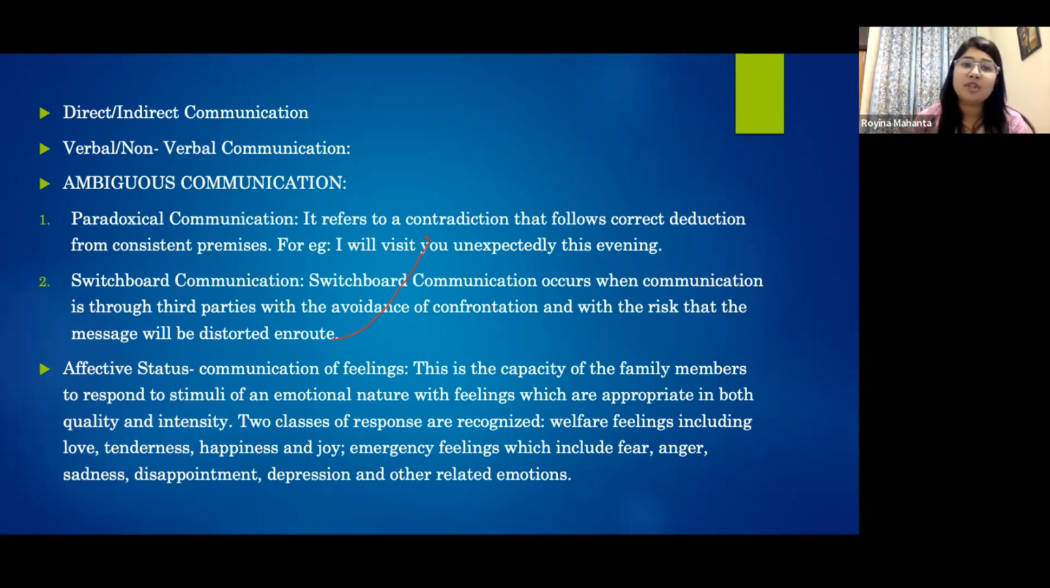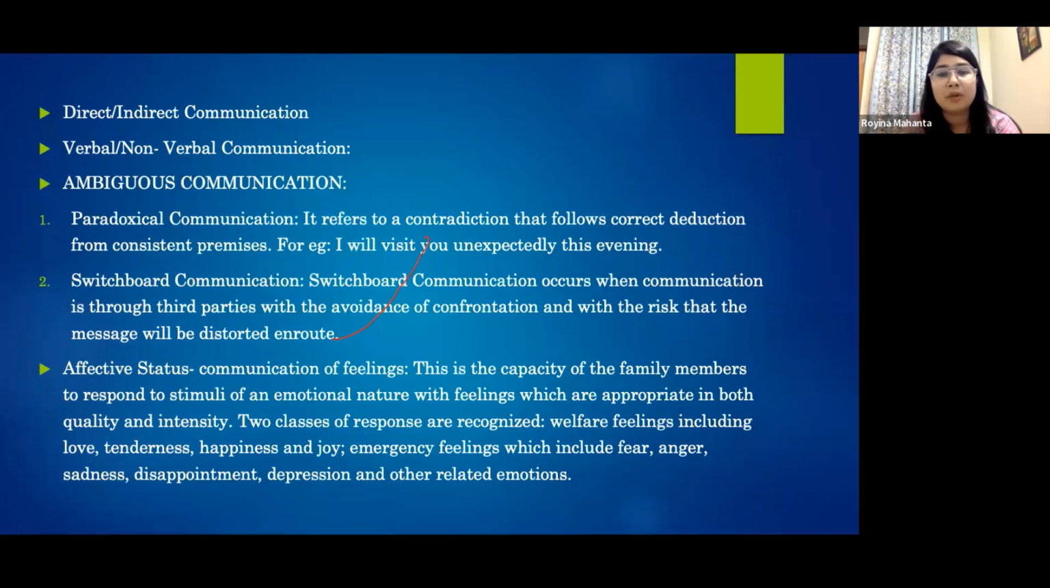Then we come to switchboard communication. Switchboard communication occurs when communication is through third parties, like I mentioned, that it is a form of indirect communication. So if two people are fighting with each other, so if a brother and sister are fighting with each other and are avoiding each other, not talking to each other. So every time the brother needs something from the sister, he tells the mother to pass on the message. So no direct communication is happening between them.